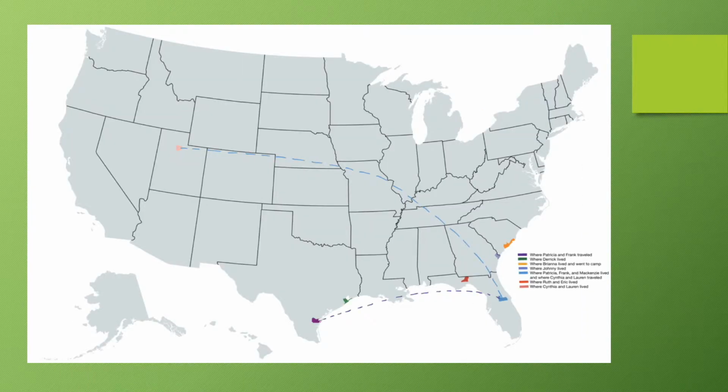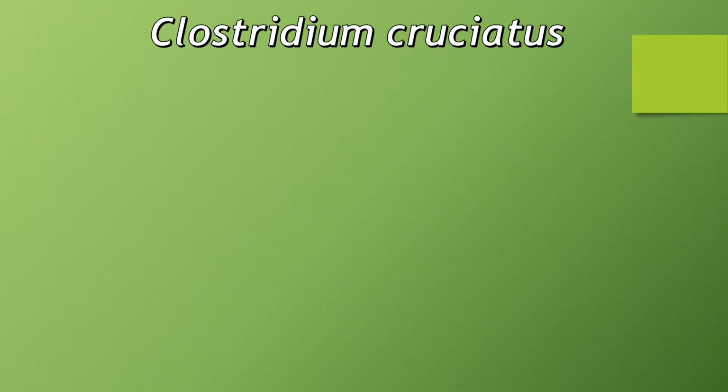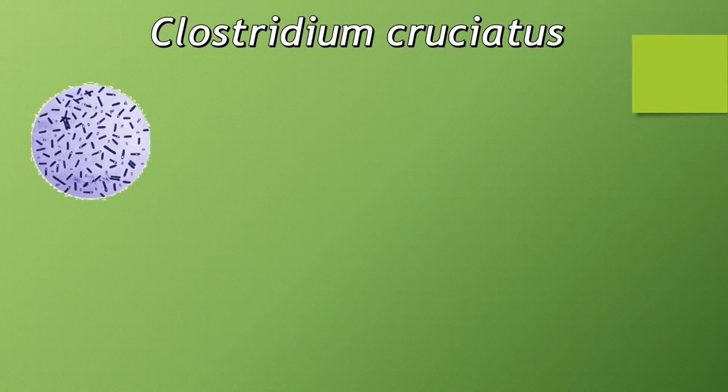The map here shows the geographical range of the patients, the area they brought the disease back to after traveling. Now that you know more about the background of the specific vector, reservoir, and human host, we're going to dive into the disease agent itself. Clostridium cruciatus is a dangerous, rod-shaped, gram-negative bacterium with a genome size of 950.4 MB.